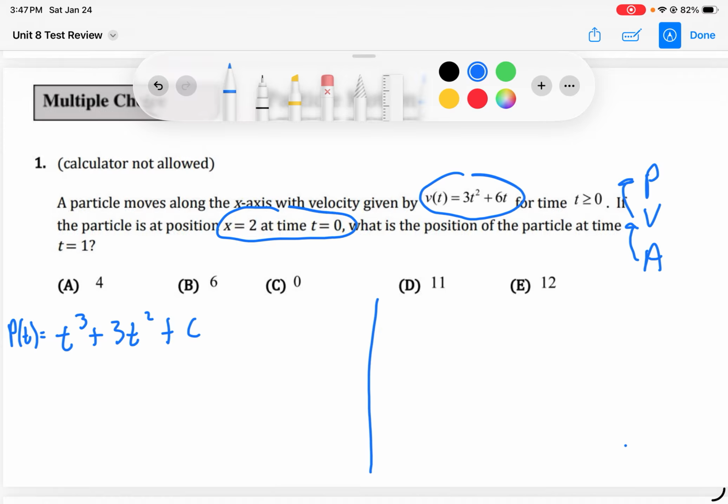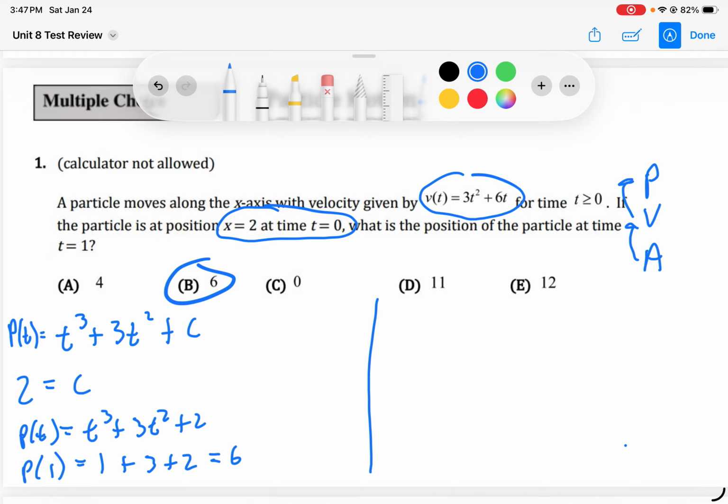But if I have this initial condition, I could say, okay, if I plug in p of 0, that gives me 0 plus 0. This is a little bit weird way to write it. P of 0 is 2. And if I plug in 0, 0 plus c would be c, so c is 2. So p of t is t cubed plus 3t squared plus 2. Then p of 1 will give you 1 plus 3 plus 2, which is 6. So think about it like a differential equation way.